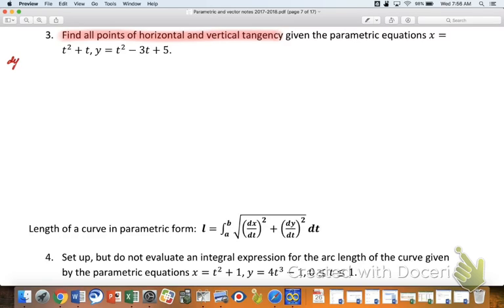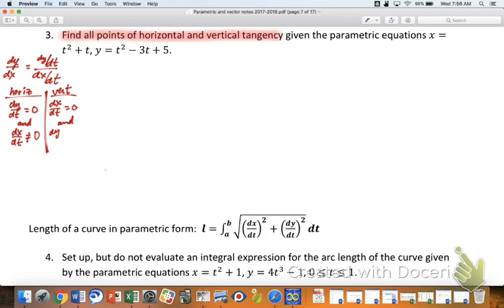You're getting more familiar with this, of course: dy/dx is dy/dt over dx/dt. And here's how you decide the t values, and ultimately the x and y values, for where you've got vertical or horizontal tangent lines. Horizontal tangent lines happen when dy/dt equals 0 and dx/dt doesn't equal 0. So horizontal tangent lines happen when dy/dt is 0 but dx/dt isn't 0. And vertical, I'm sure you can imagine, is similar. Vertical tangent lines will happen when dx/dt is 0 and dy/dt isn't.